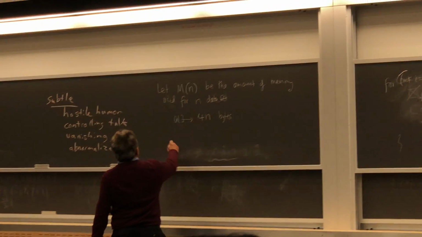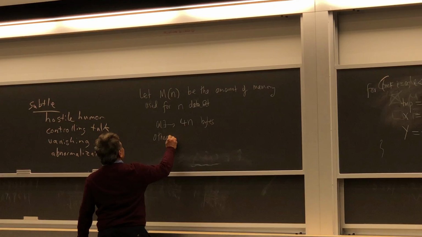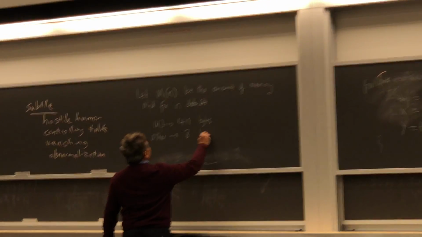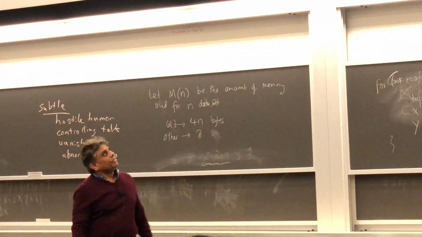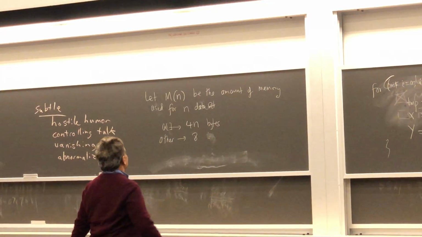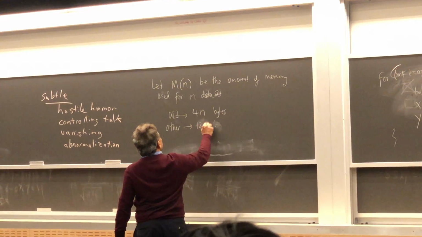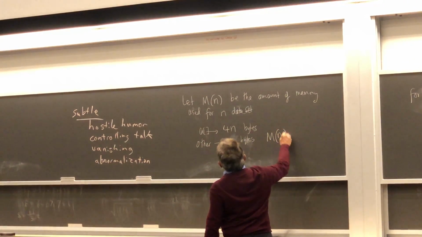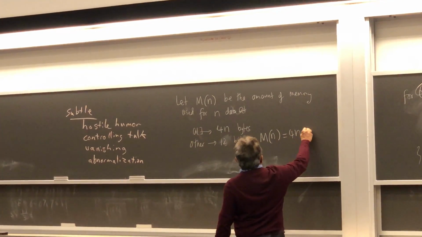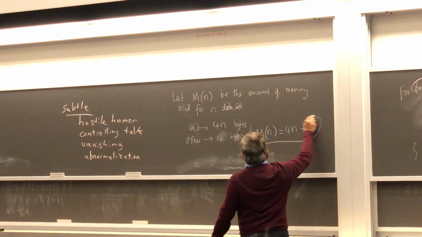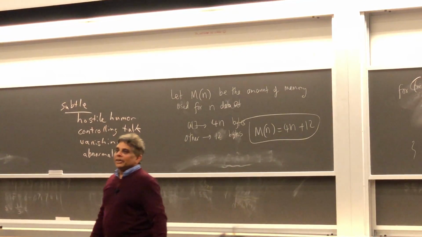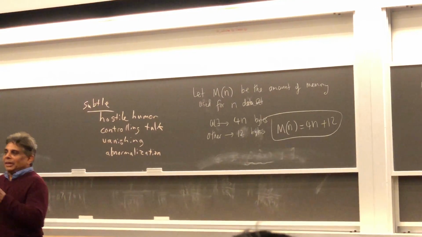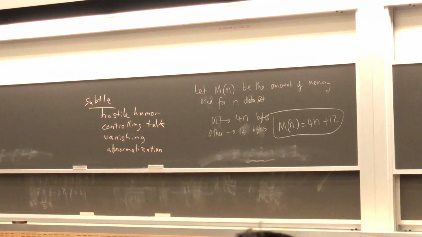Okay, so the other variables use, did I say 12? Yeah, 12, right? So 12 bytes. So we write a formula like this. M of n equals 4n plus 12. So the memory used by n things is going to be some function of n. Okay?